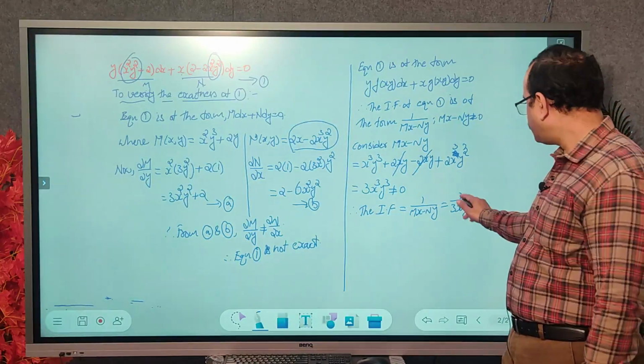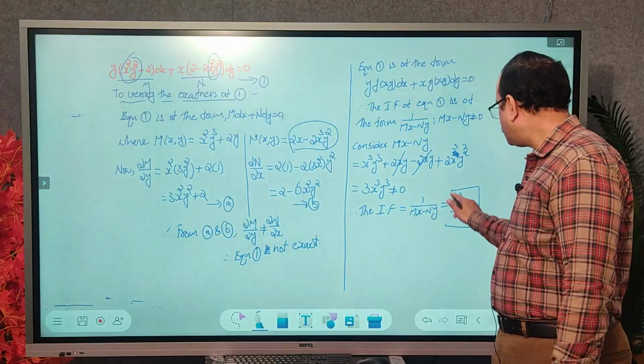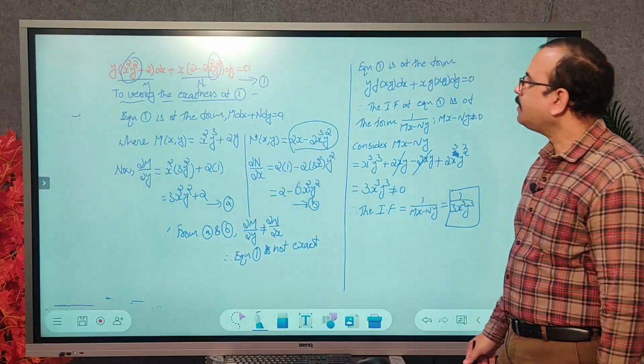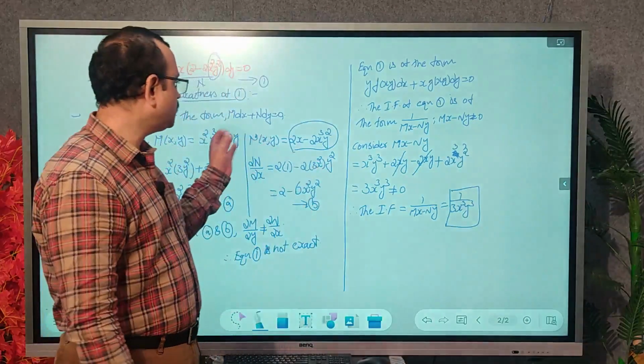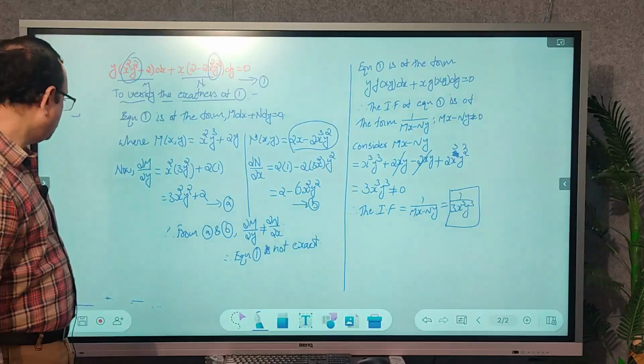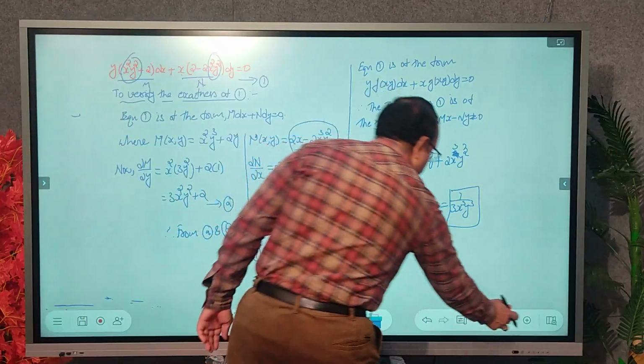So here what is the integrating factor? 1 by 3x cube y cube. Now we multiply the given differential equation with 1 by 3x cube y cube on both sides, then we will solve that one. Now we will see in the new page.